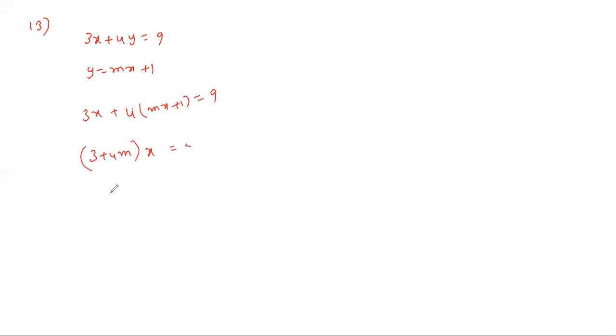Next, find the number of integer values of m where the x-coordinate of the point of intersection is an integer. 3x plus 4y equals 9, y equals mx plus 1. Only the x-coordinate, so directly solve for x. Y is mx plus 1, so 3x plus 4mx plus 4 equals 9. So (3 plus 4m) into x equals 9 minus 4, which is 5. So x equals 5 by (3 plus 4m). So this is the x-coordinate of the point of intersection. Okay, right?